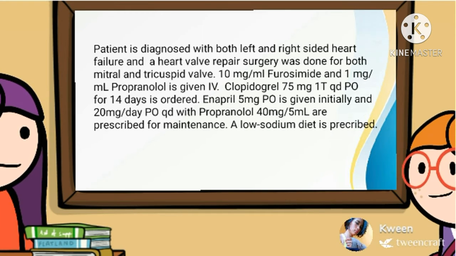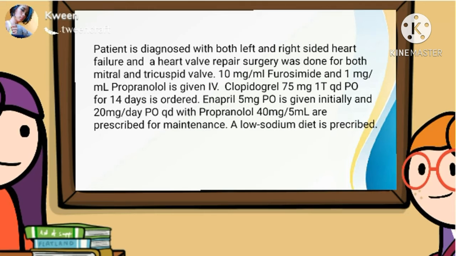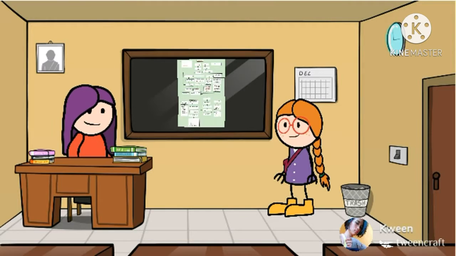Clopidogrel 75 mg 1 tab per day per arm for 14 days is ordered. Enalapril 5 mg per arm is given initially, and 20 mg per day of enalapril per arm per day with propranolol 40 mg per 5 ml are prescribed for maintenance. A low sodium diet is prescribed.